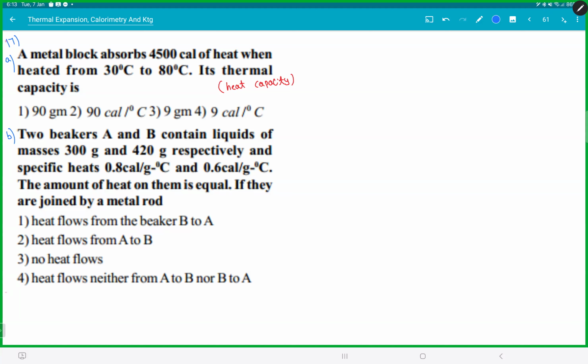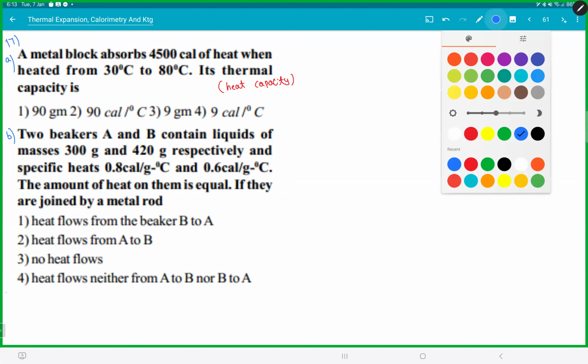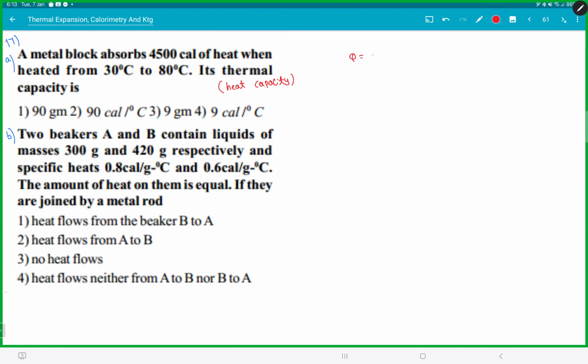Mass of the block, you don't need it. Heat capacity. See, Q is equal to ms delta T. The question is not asking S, it is asking M into S. Specific heat capacity is different, heat capacity is different. Hope you remember. So basically heat capacity is directly Q by delta T, which is 4,500 by 50, which is 90 calorie per Celsius. That's it. I don't need the mass. So this body, if I give 90 calories, temperature will change by 1 degree.